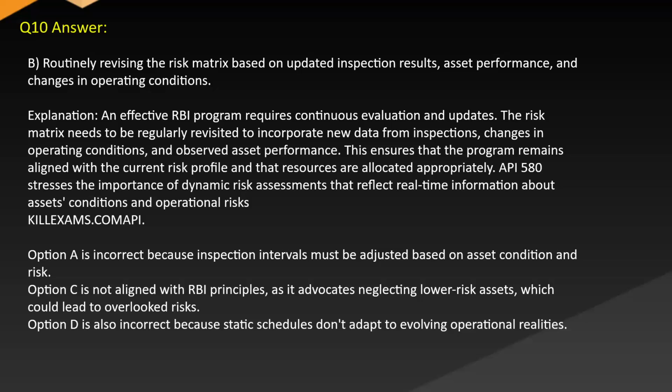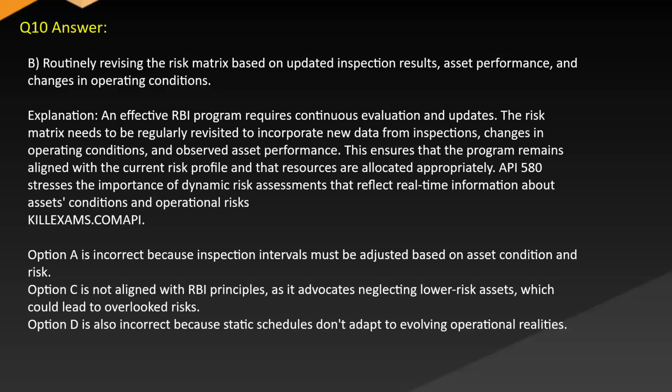Answer. B. Routinely revising the risk matrix based on updated inspection results, asset performance, and changes in operating conditions. Explanation. An effective RBI program requires continuous evaluation and updates. The risk matrix needs to be regularly revisited to incorporate new data from inspections, changes in operating conditions, and observed asset performance. This ensures that the program remains aligned with the current risk profile and that resources are allocated appropriately. API 580 stresses the importance of dynamic risk assessments that reflect real-time information about assets, conditions, and operational risks.